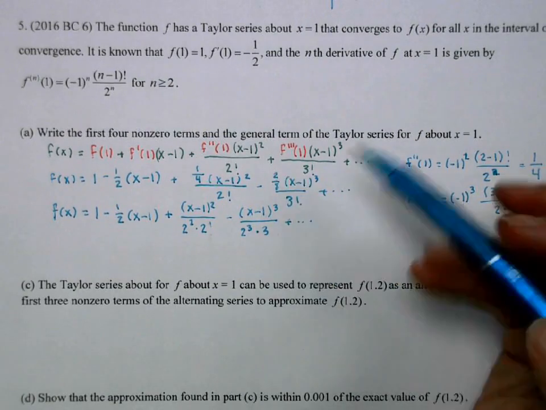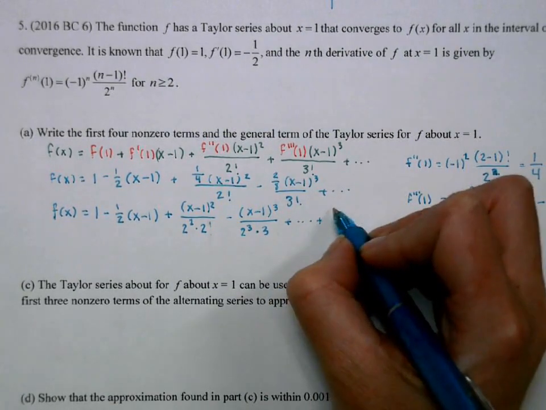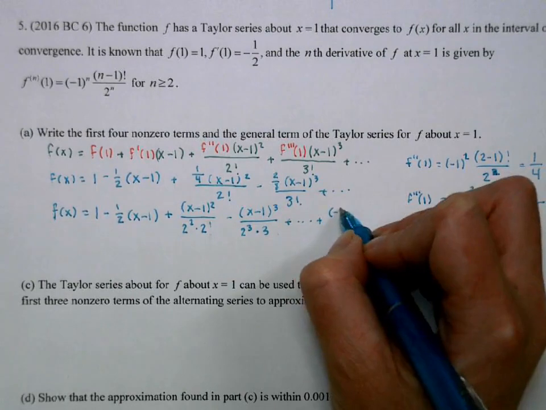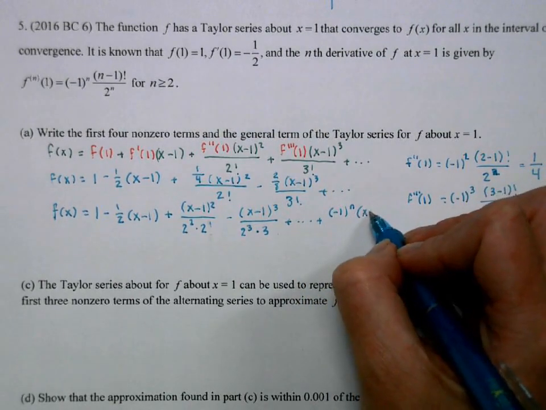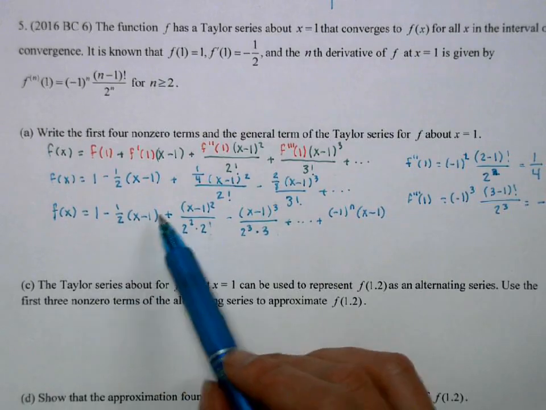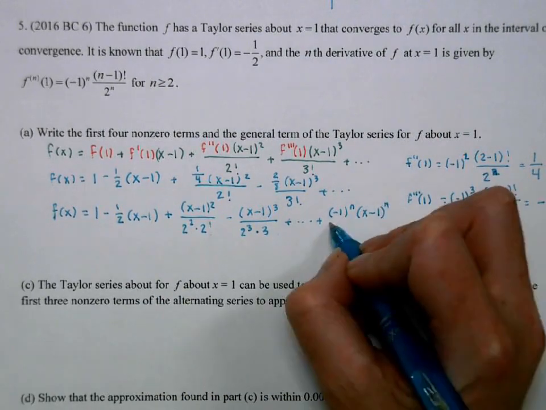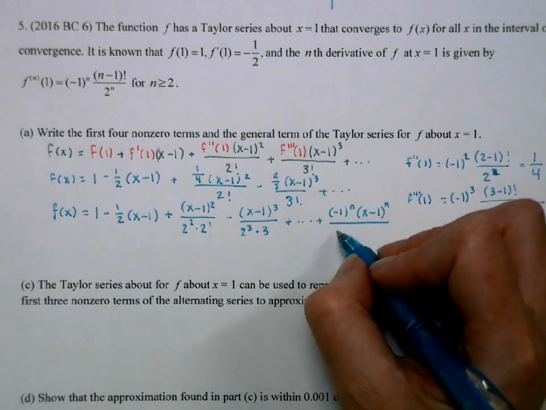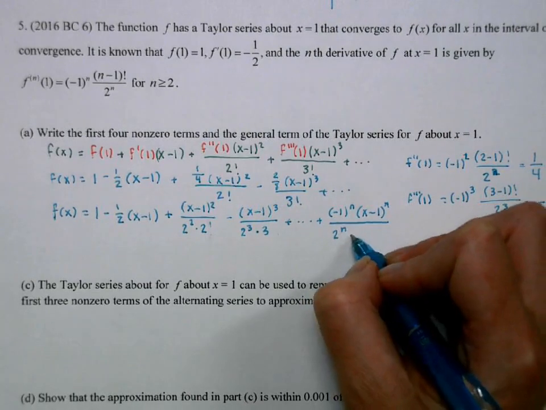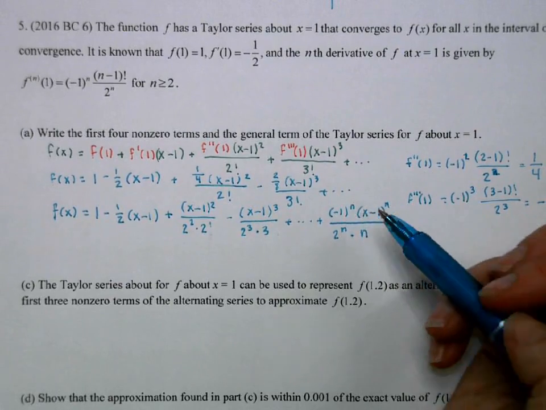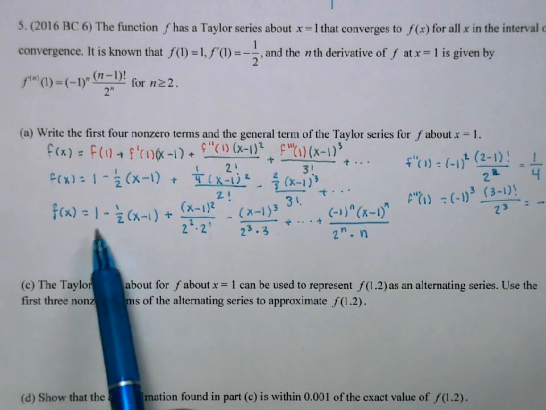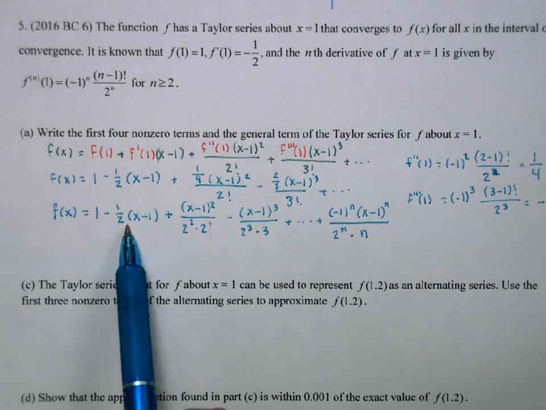So my general term, our series is alternating. So we'll have a -1 to the n. We've got x minus 1 to the 0, 1, 2, 3. So that's going to be the n over 2 to the n times n. We want to make sure that if we plug in, so to get this term, we'd have n was 0. So we're good on our alternating piece there.